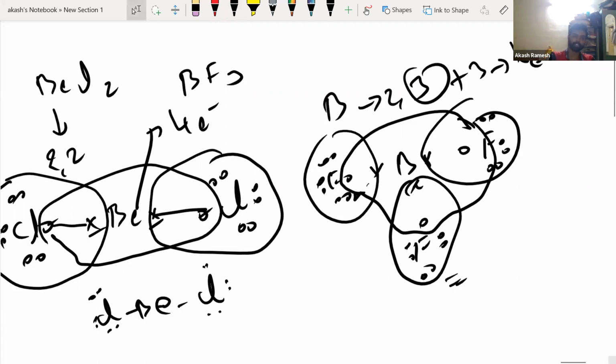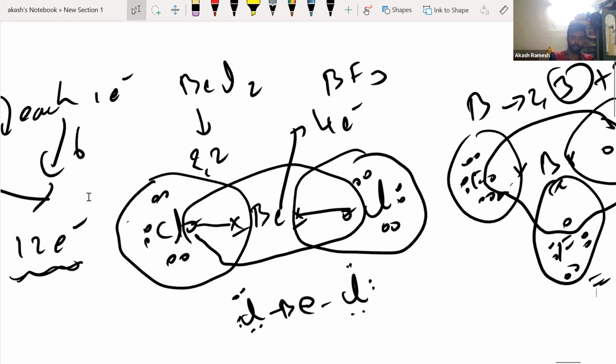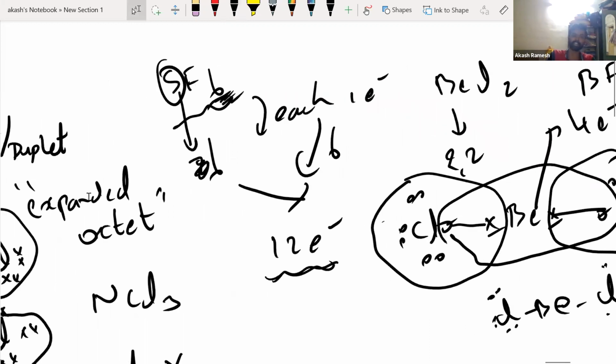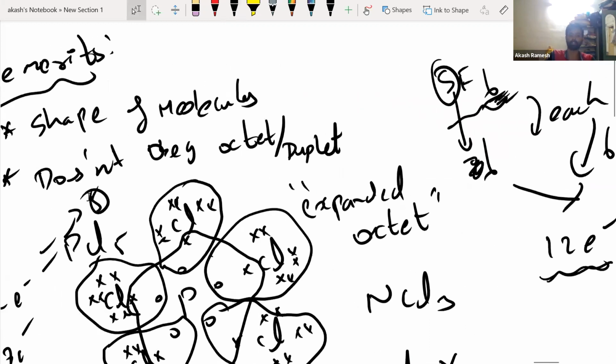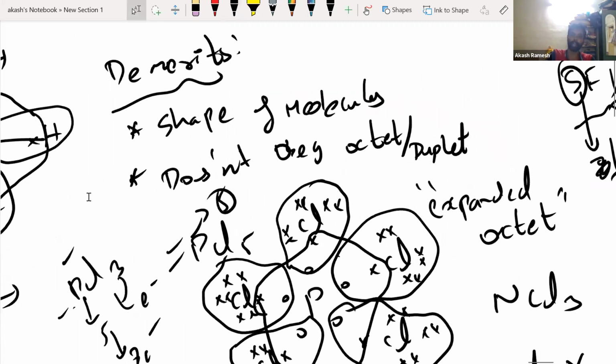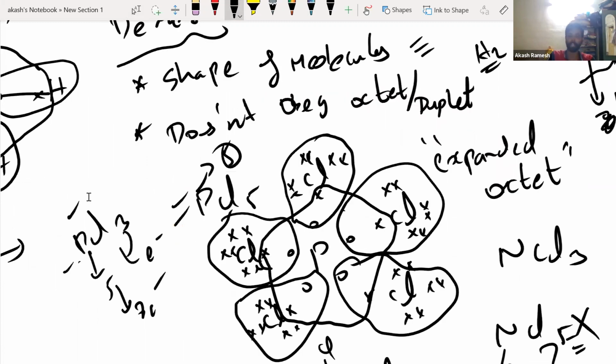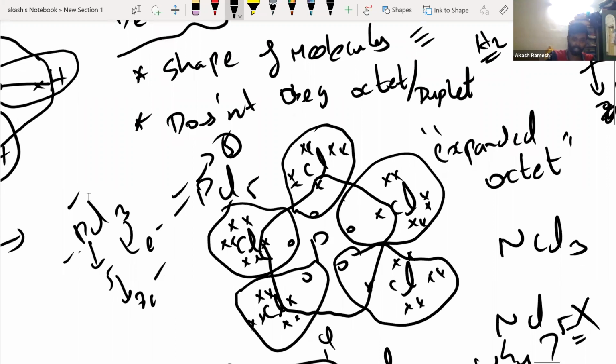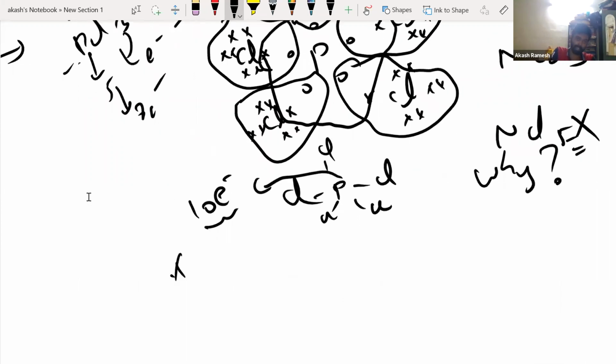So the first problem, I said, is that there are species which do not follow the octet or duplet rule. Second, the shape of molecules: diatomic molecules have no shape, but polyatomic molecules obviously can have shapes. I'll tell you what the shapes are when we go to the next theories. Those shapes were not explained. The other thing not explained is the strength of the bonds.